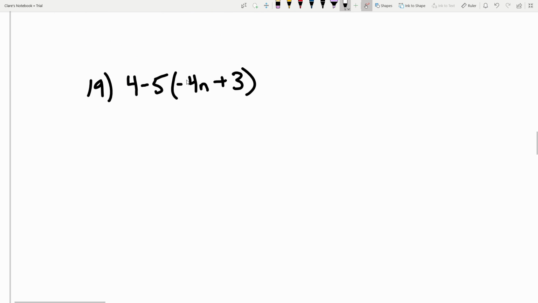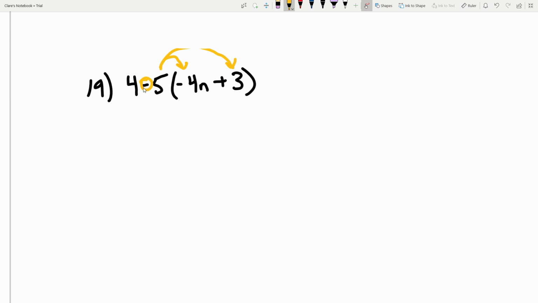Now, for some reason, I was having a little bit of trouble getting 19 to show up, so I've just rewrote the problem. But number 19 says 4 minus 5 times negative 4n plus 3. We can't combine negative 4n and 3 together within those parentheses, and parentheses comes first in order of operations. So instead, I'm going to distribute this 5 to each of them. And remember, this 5 is subtracted.